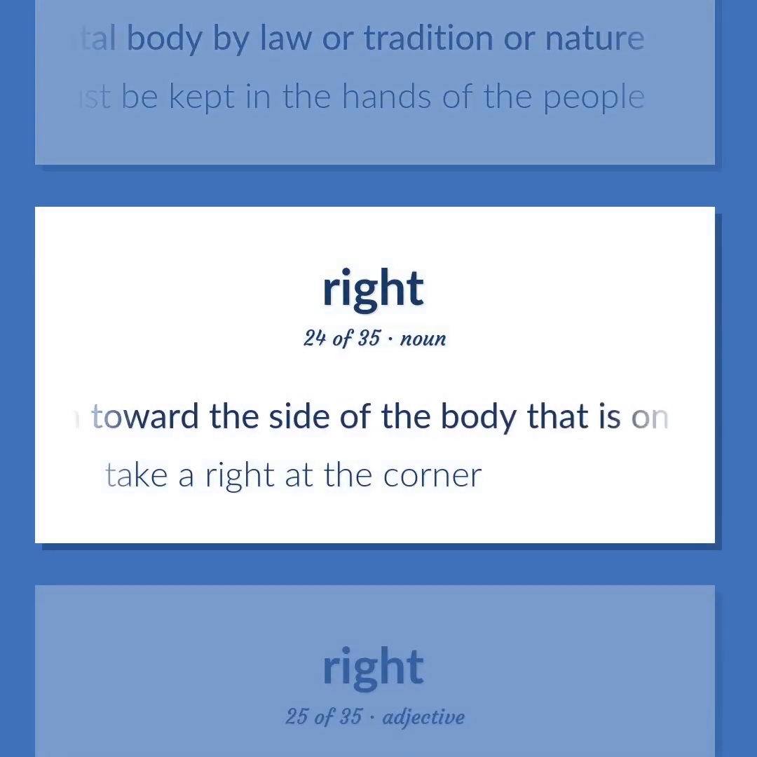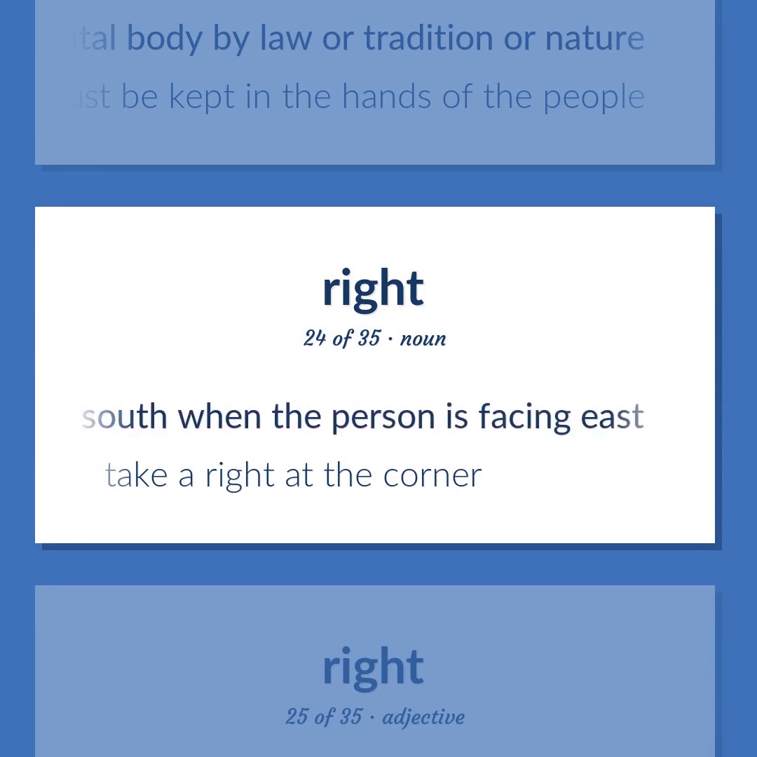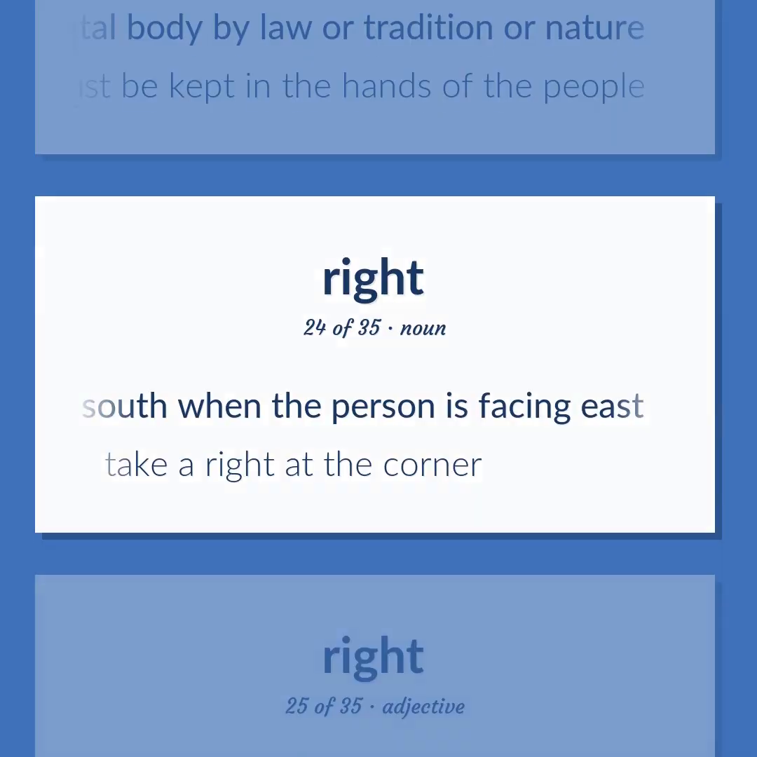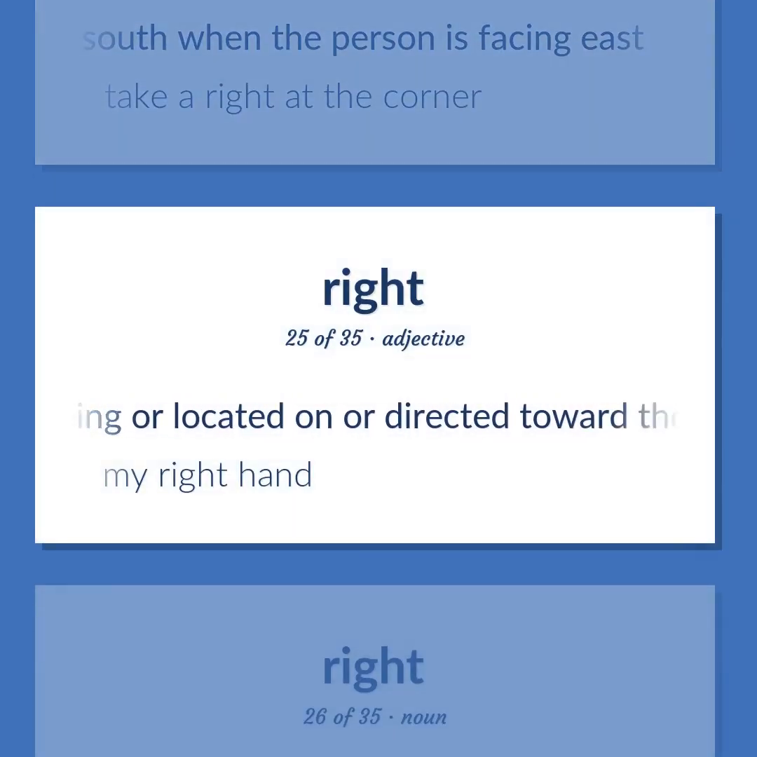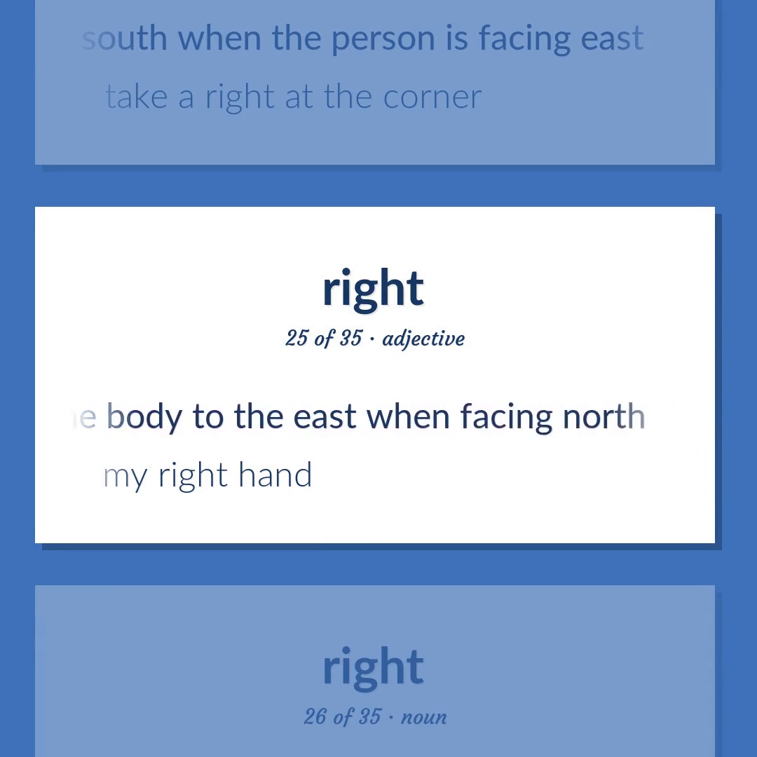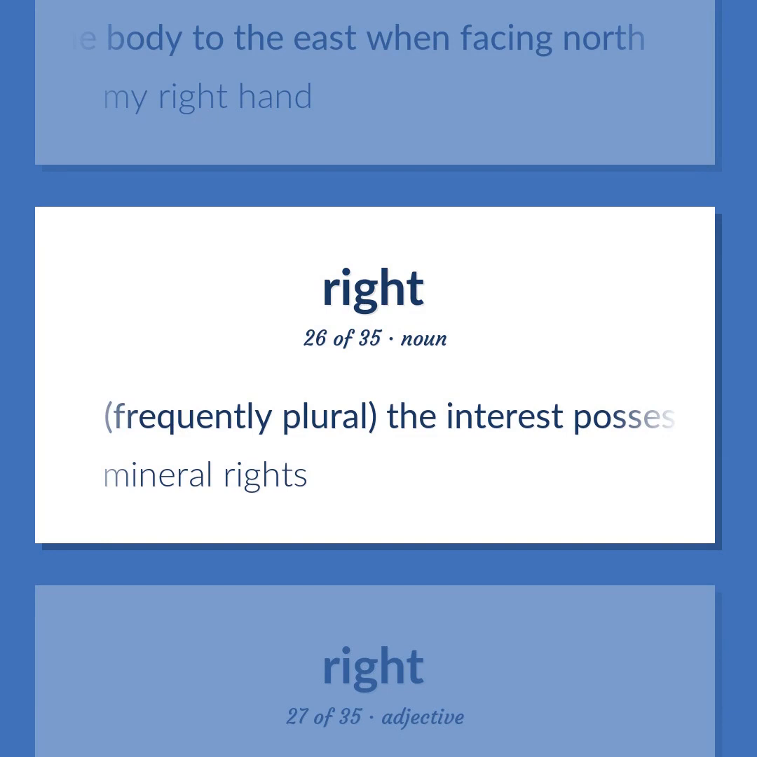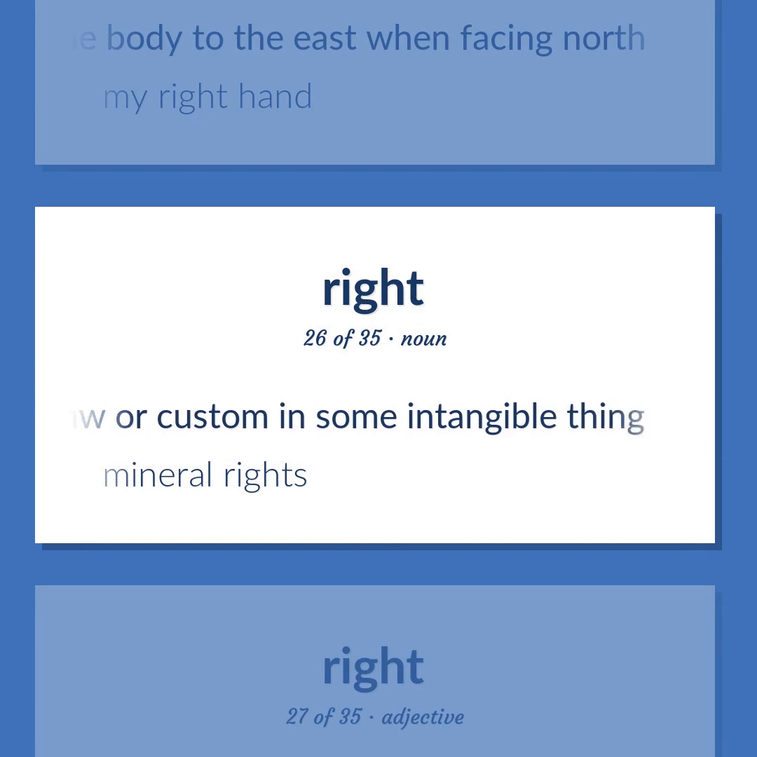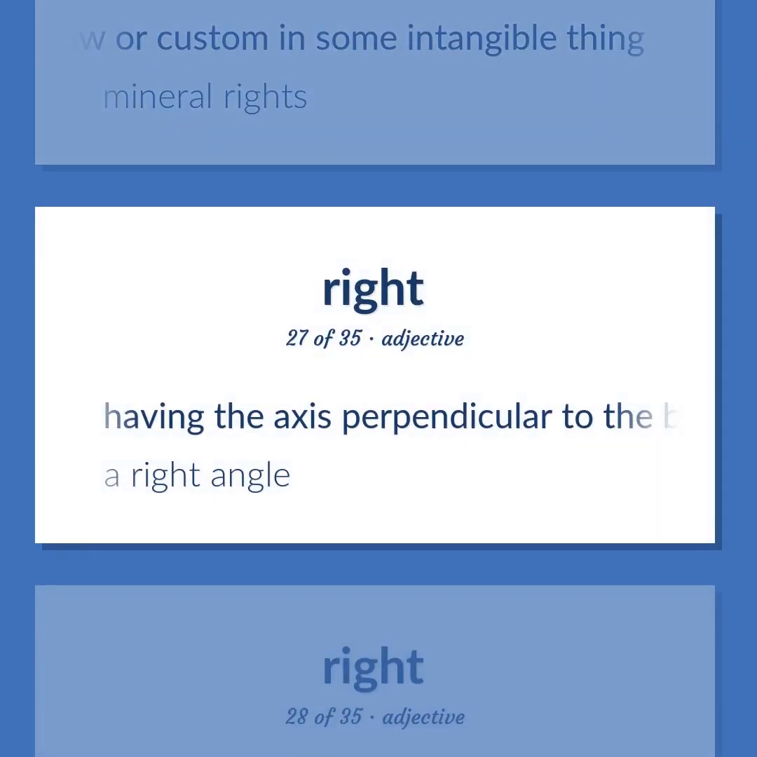A turn toward the side of the body that is on the south when the person is facing east. Take a right at the corner. Being or located on or directed toward the side of the body to the east when facing north. My right hand. Frequently plural. The interest possessed by law or custom in some intangible thing. Mineral rights. Having the axis perpendicular to the base. A right angle.